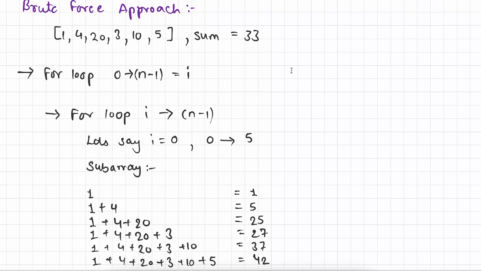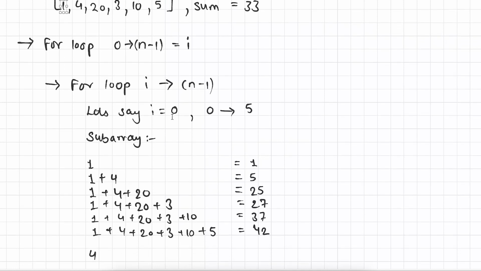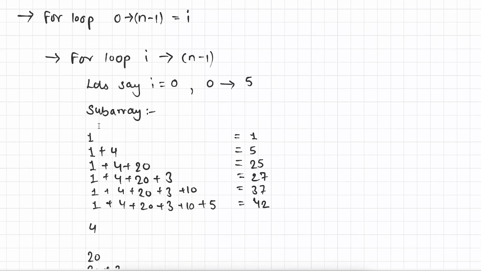After picking one number, we have to find all the subarrays beginning with that number. To do that, we are again running an inner loop from I to n minus 1. Let's say the value of I is 0 and the value present at index 0 is 1. So how many times is the inner loop going to run? From 0 to 5, right? To find all the possible subarrays beginning with 1. All the possible subarrays beginning with 1 are listed here, and the sums are also listed here: 1, 5, 25, 27, 37, 42. And you can see that there is no sum that is equal to the desired sum.